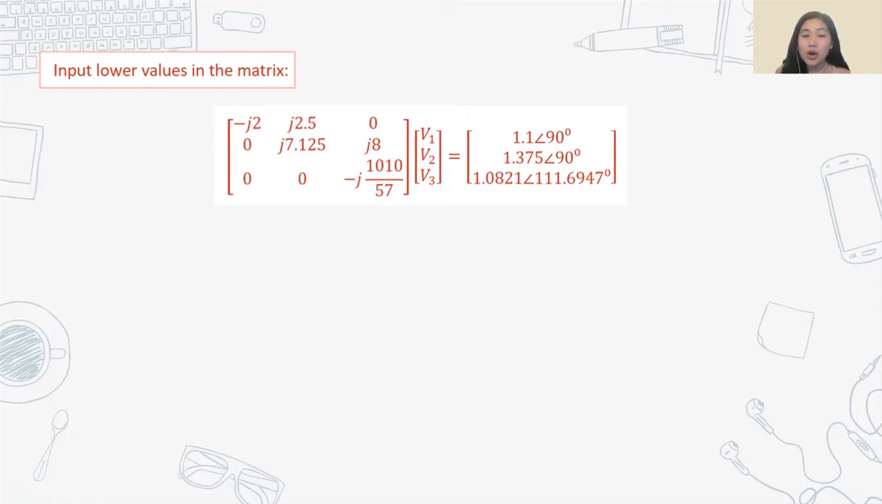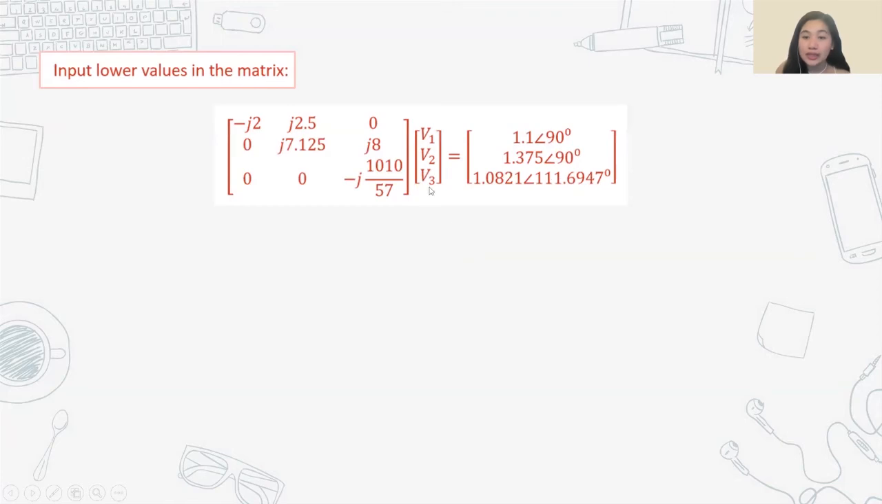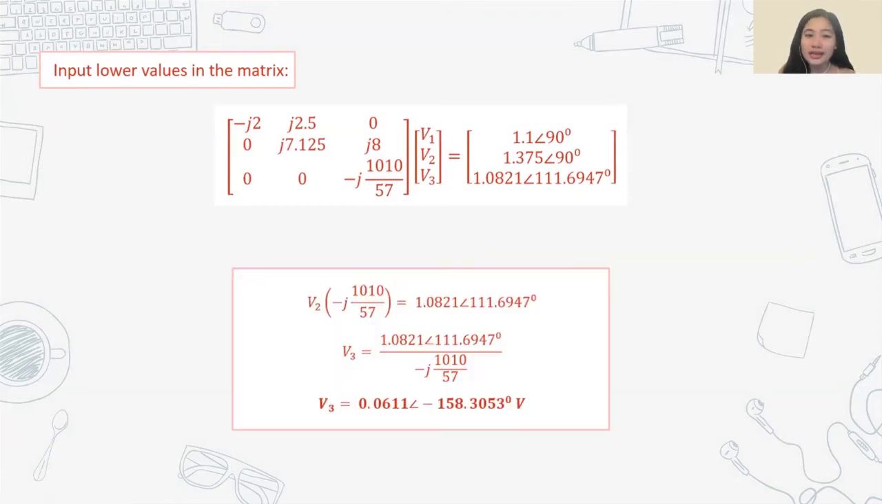Again, we are now going to multiply it with our matrix of V1, V2, and V3, which is equivalent to our 1.1 at 90 degrees, the values we got earlier. As you can see, these are our V prime values: V1 prime, V2 prime, and V3 prime, which we equate to our upper values multiplied by our V. Now we are going to solve for our V3. Since 0 times V1 or 0 times V2 is just 0, we multiply negative J 1010 over 57 to our V3 and it will be equivalent to this value.